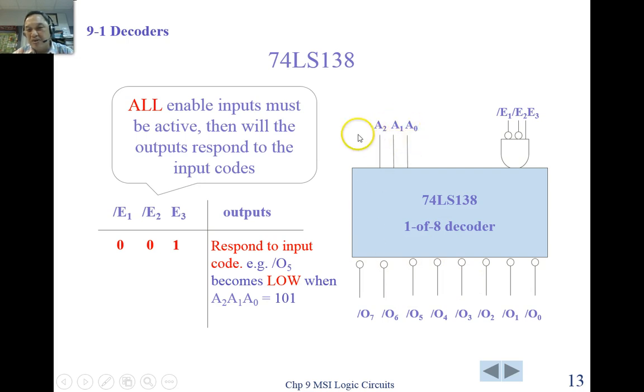Let's say 7, 1, 1, 1, 7. 1, 2, 4, 7. You have a 1, 1, 1 here, then this Q7 will be enabled. That means here it will output a 0. The rest will be all 1.